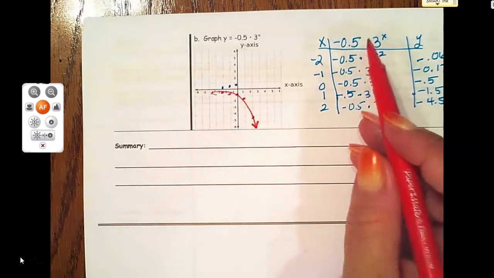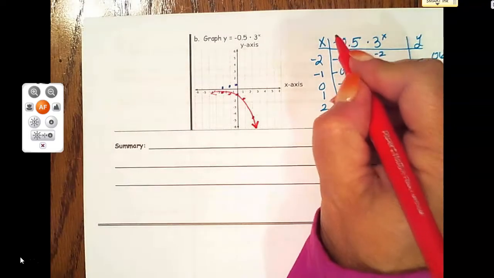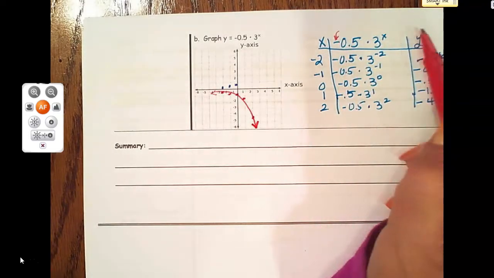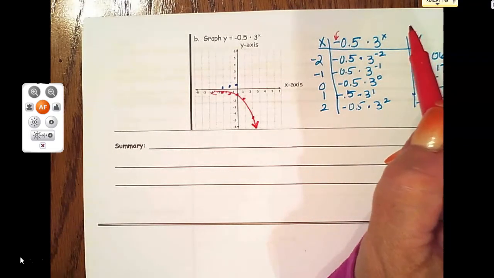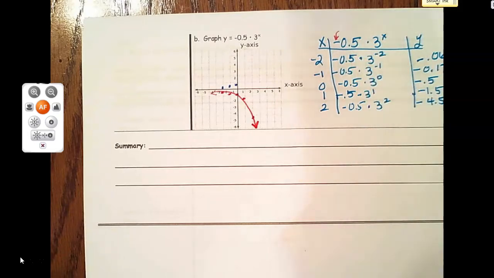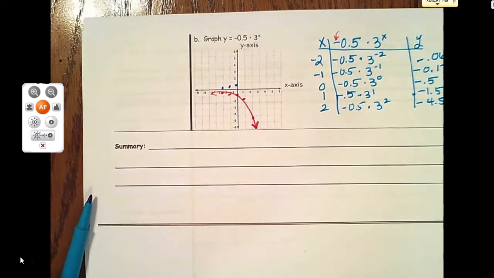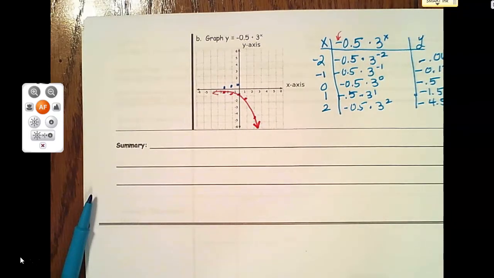There are certain different things that happen when you have a negative sign here, or when you have a fraction here, all sorts of different things, which we'll be talking about in later units. So for now, this concludes a general introduction of exponential functions.